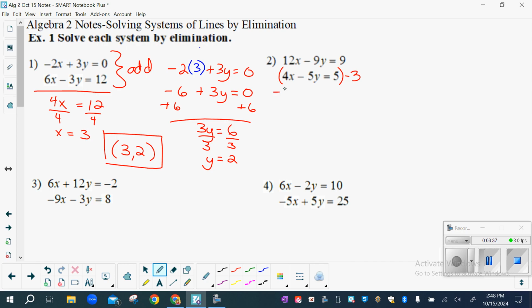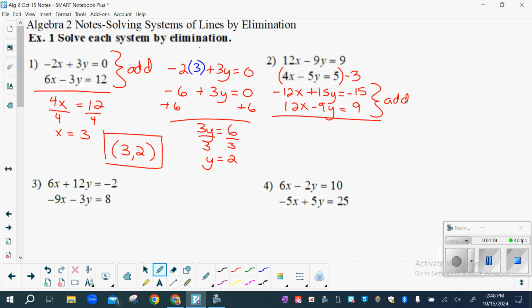So when I do that, I get negative 12x plus 15y equals negative 15. I'm going to rewrite that first equation right below it. There are so many places to make mistakes here that I want to minimize my chances of making a mistake. So now I'm going to add. Did that make sense why I multiplied by negative 3 and not 3 there? Because we want them to be opposites. Does that make sense? Okay.